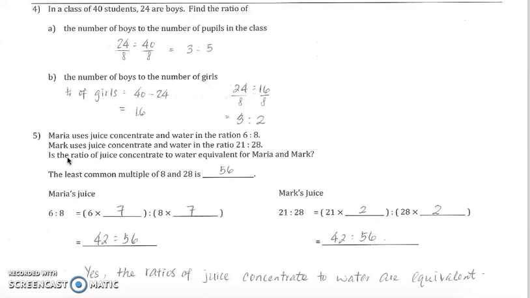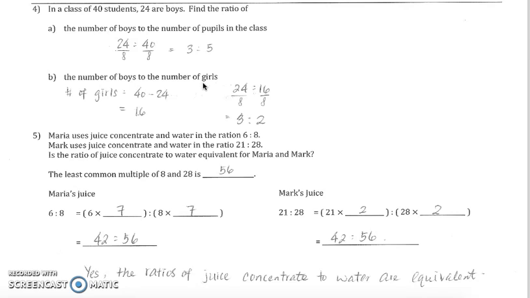Number 4. In a class of 40 students, 24 are boys. Find the ratio of A, the number of boys to the number of pupils in a class. So you start with the number of boys, which is 24, to the number of pupils or students in a class, which is 40. And then you can simplify these ratios. Both of these numbers can be divided by 8 to get 3 to 5.